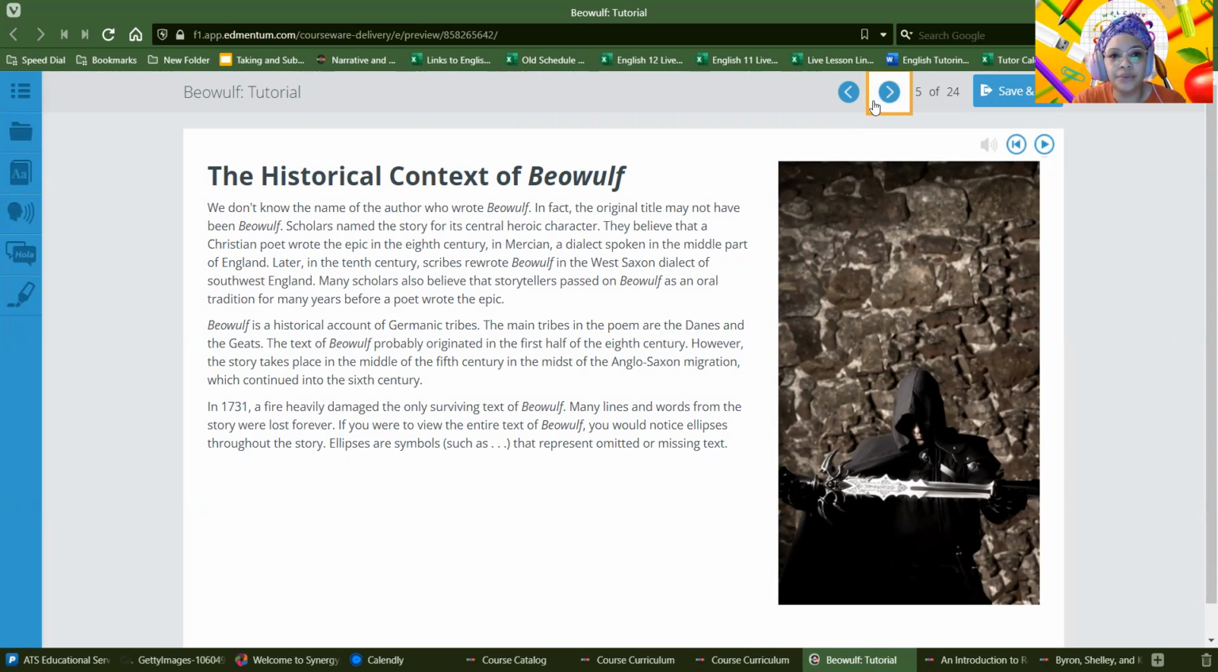So they start off with telling you that we don't know the name of the author who wrote Beowulf, but we think that a Christian poet wrote it in the 8th century. That's what it says right here, especially because it was written in Mercian, which was a dialect spoken in the middle section of England. If you're having a hard time visualizing the middle section of England, I would suggest that you go back to the last lesson and look at some of the maps that were on there. If you want a shortcut to the different groups that took over England at different periods of time, you can look in that first lesson as well.